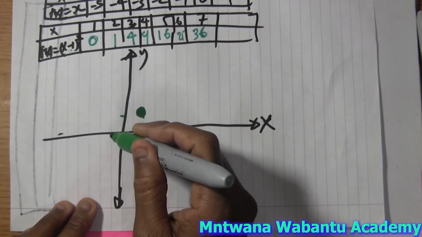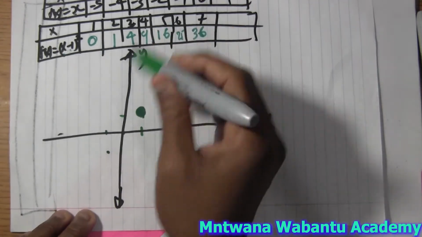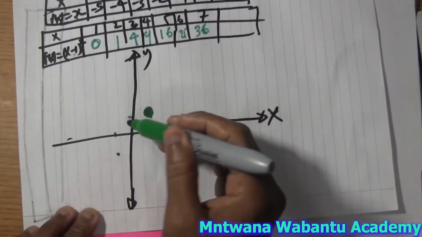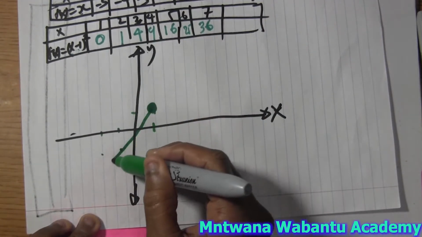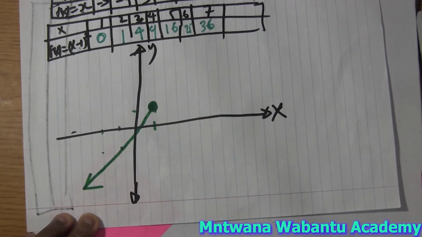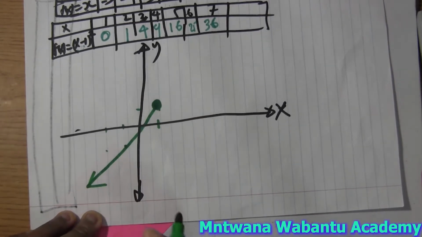Now negative 1 means negative 1, negative 1 is here. Negative 2, negative 2, can you see negative 2, negative 2 is here. So this graph goes this way. This is a rough sketch. It means straight. Now we go for the next one.